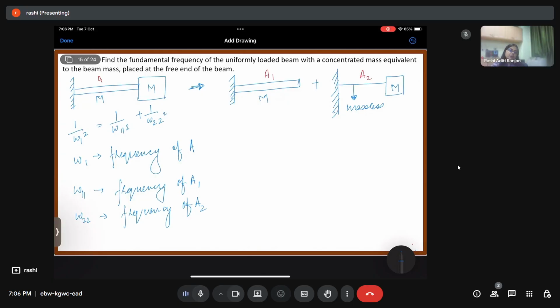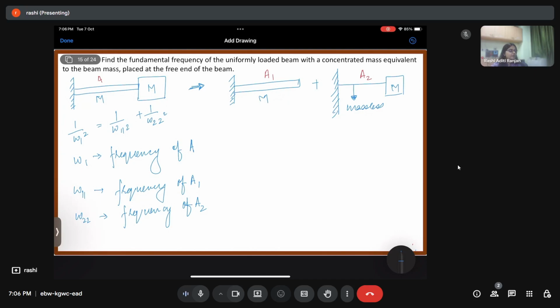In this case, we are supposed to find the fundamental frequency of a beam with mass m, and at the end there is also a mass of the same amount as the beam. So now what we can do is use the concept of strength of materials, right?